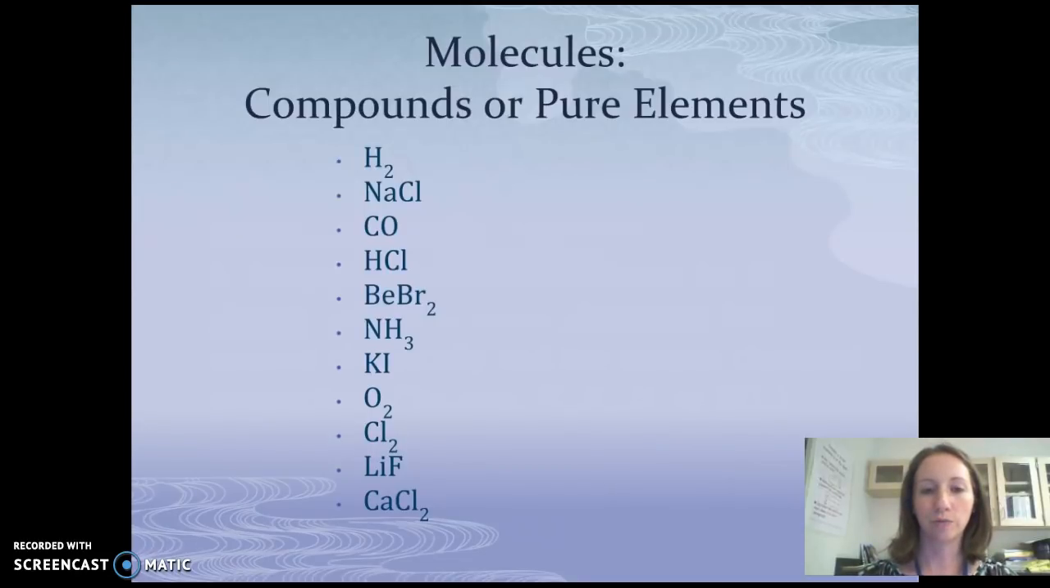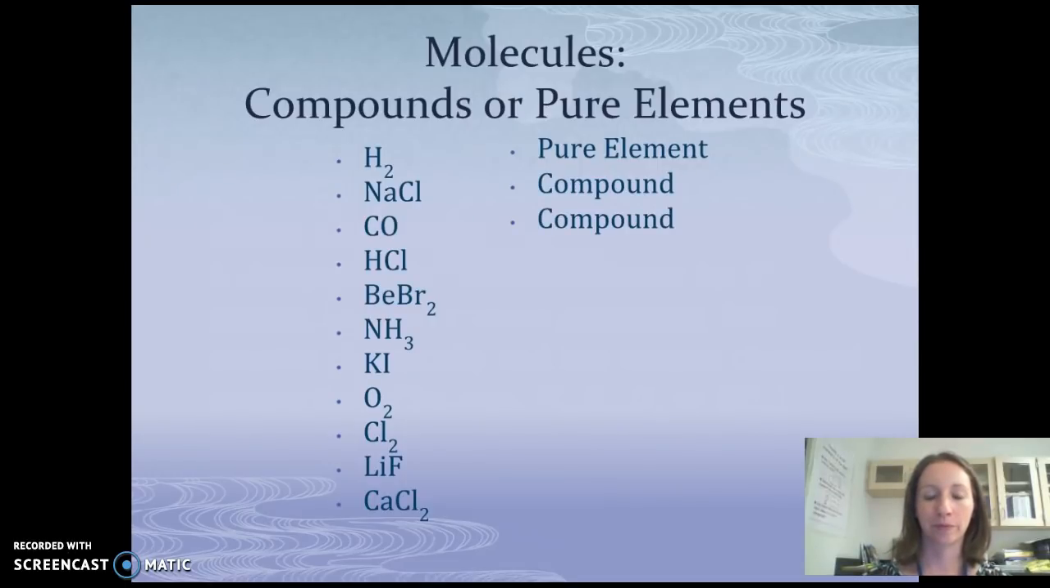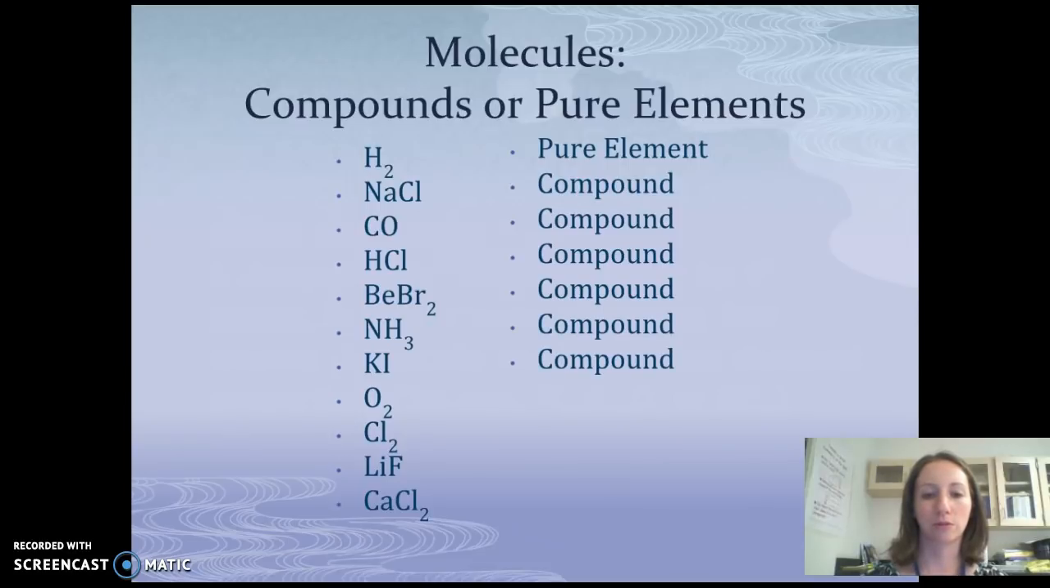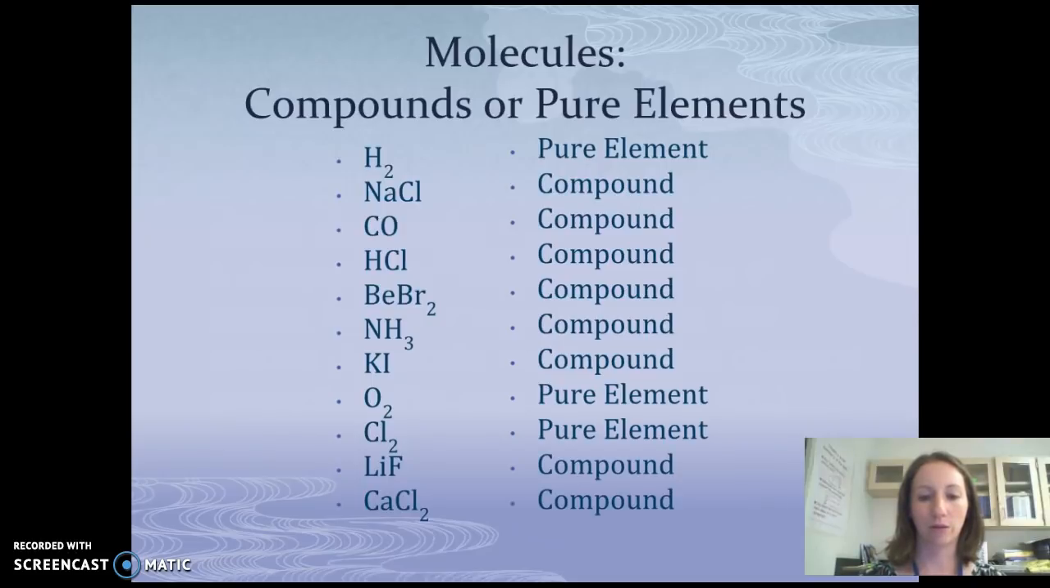So H2, two hydrogen atoms, would be a pure element. NaCl, that would be sodium chloride, that would be a compound. CO would be a compound. HCl, also a compound. Compound, compound, compound. O2 would be a pure element. Chlorine 2 would be a pure element. This would be a compound, and this would be a compound. So see if you guessed on those, see if you got those right.